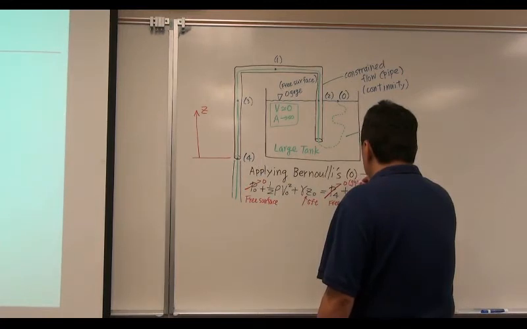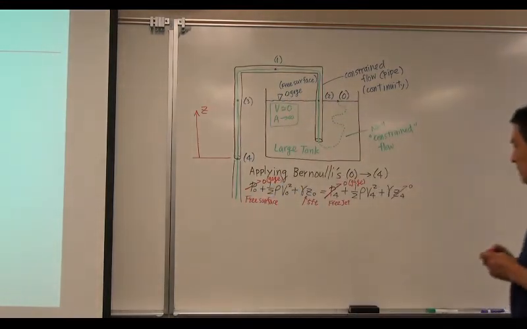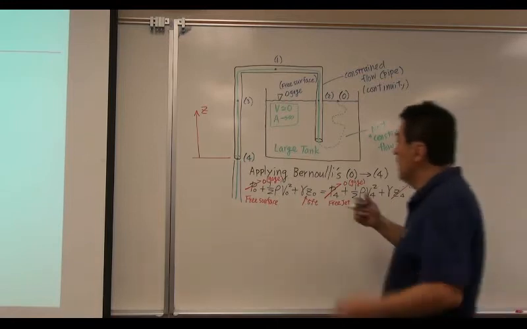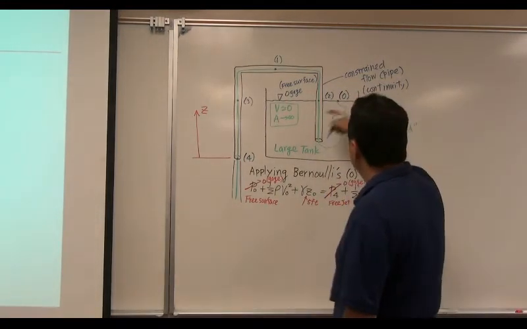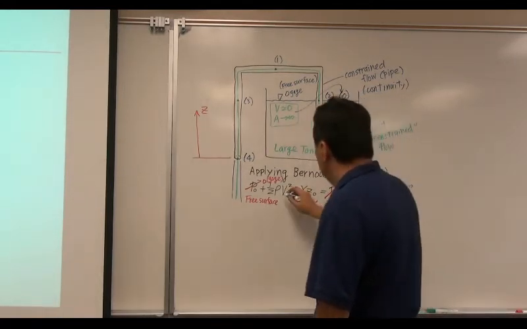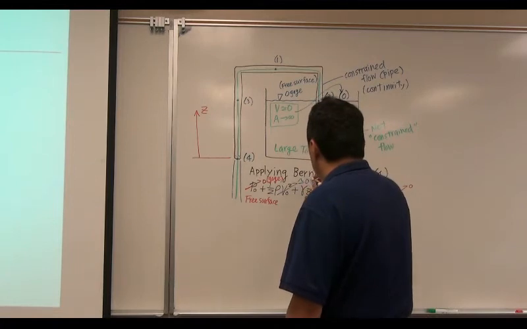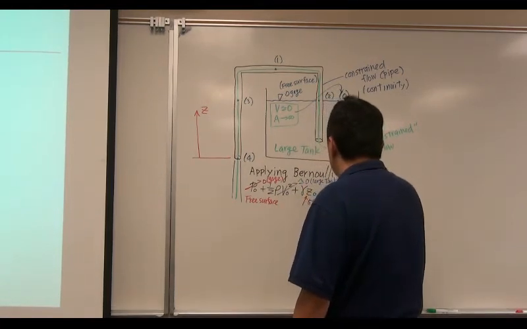This is a gauge pressure, so I'm going to use the gauge pressure throughout this analysis here. One more thing. Of course, this is a large tank. You assume that the velocity right here on the free surface is approximately 0. Large tank assumption. Okay?